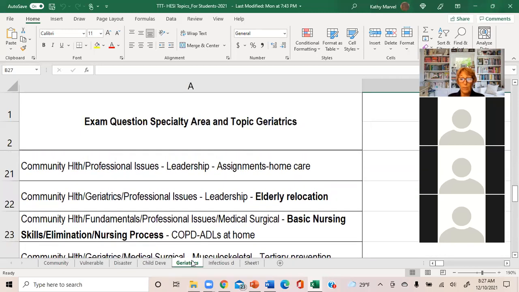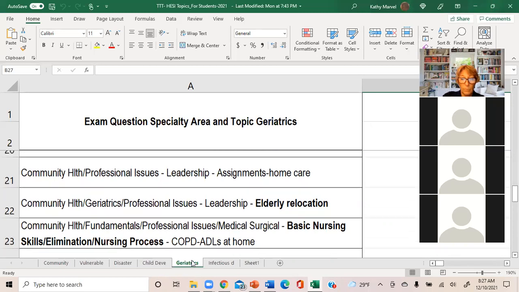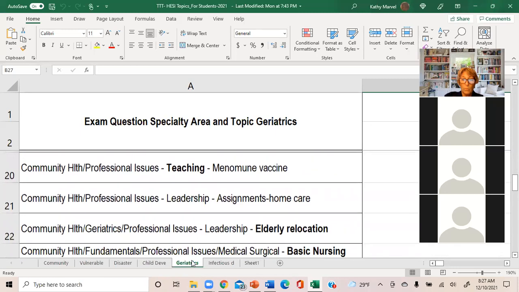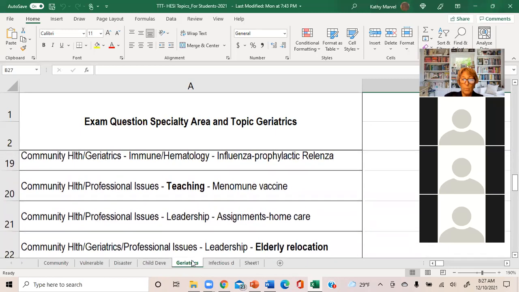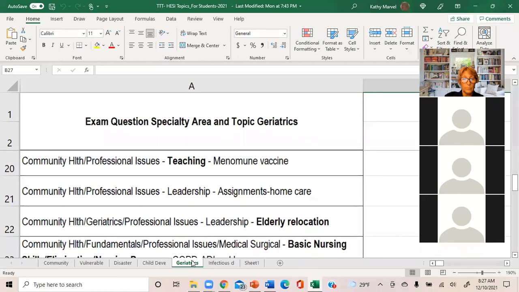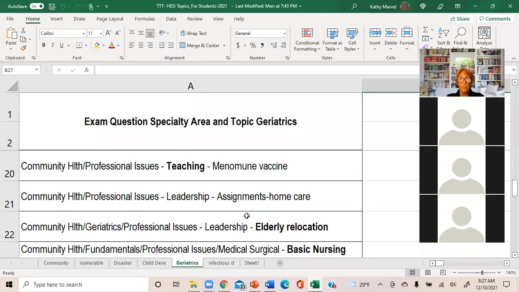Remember in class number 20? Oh, go ahead. I was just gonna go back one, there was a vaccine. I was wondering what that is. I don't remember. Flu vaccine? No, the next one down, the Menomuni? Oh yeah, I do not know. Can somebody look that up for us? Yeah, I'll look it up.